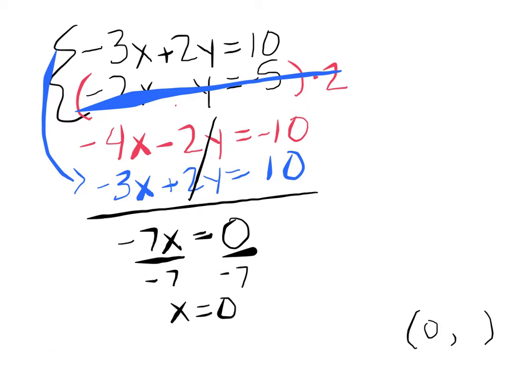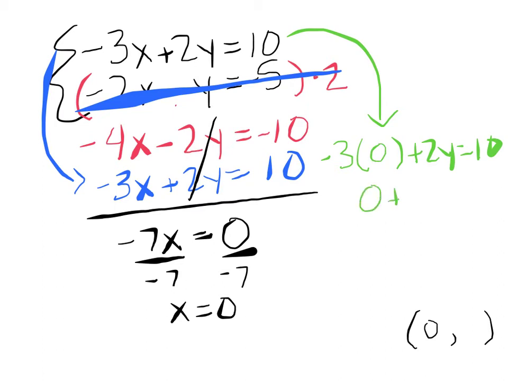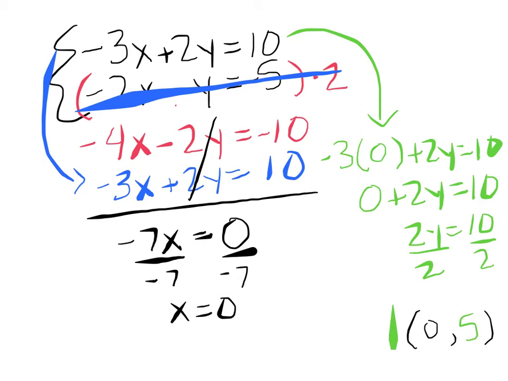Just for fun, let's use one of our old ones. Here we go, that one. It's got negatives and numbers, but we can handle it. Negative 3 times x plus 2y equals 10. But we know that x is 0. Negative 3 times 0 is 0, plus 2y equals 10. So 2y equals 10. Divide both sides by 2, and we get y equals 5. So the solution to this system is the point 0, 5.